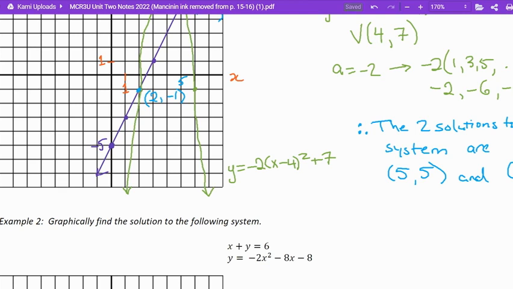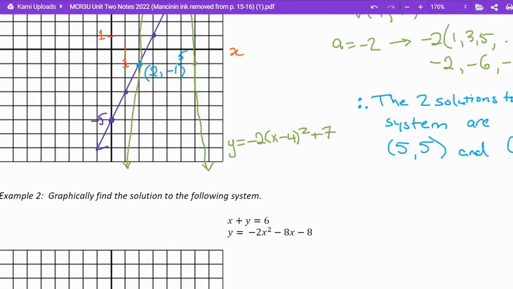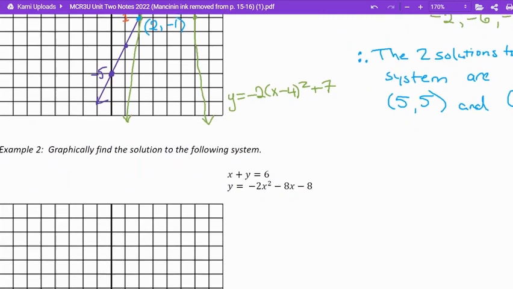Okay, let's try another one. Hopefully drawing parabolas is coming back to you, and drawing lines is coming back to you.